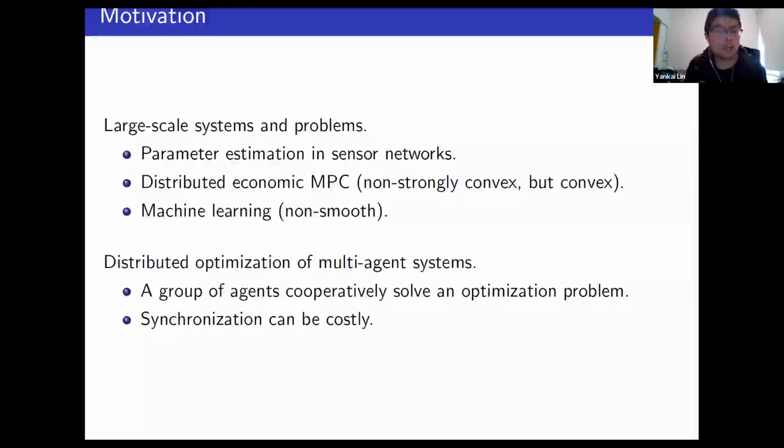So a general setup of a distributed optimization problem is that you have a group of agents that cooperatively solve an optimization problem. Agents have their own storage units and they perform computations locally and they communicate to their neighbors to collaboratively solve an optimization problem. And in large scale problems, synchronization may be costly. So that's why we are interested in analyzing asynchronous algorithms in these distributed optimization problems.